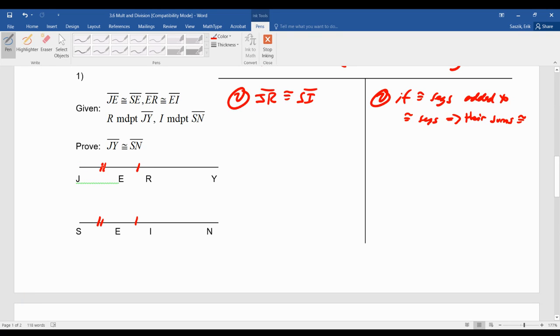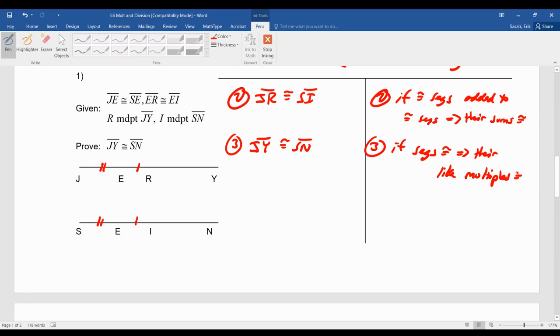So now that this piece JR is congruent to this half SI, and we know that R and I are both midpoints, we can now conclude JY is congruent to SN. This is just a three-step proof due to multiplication: if segments are congruent, then their like multiples are congruent.